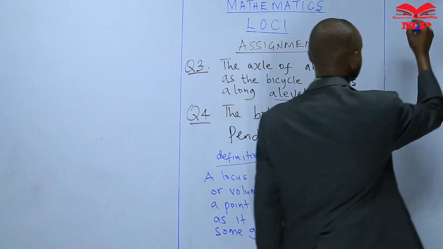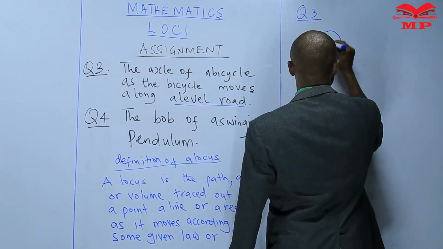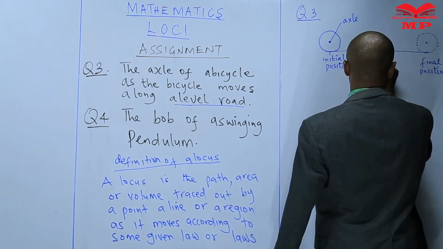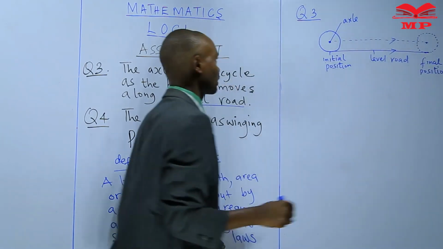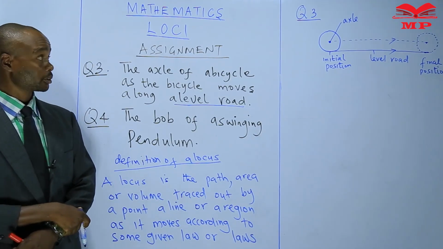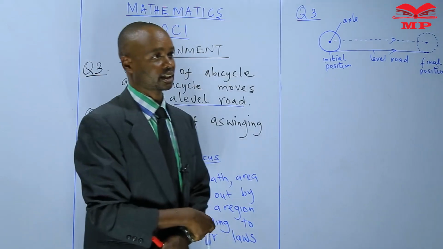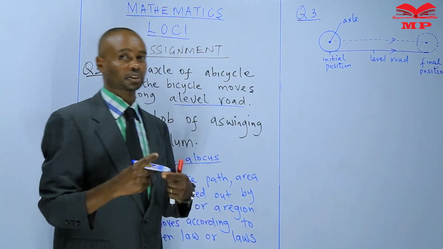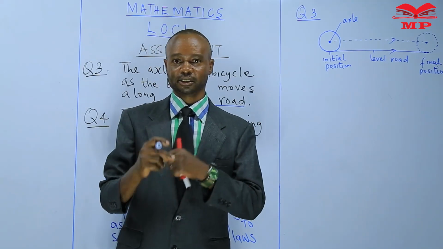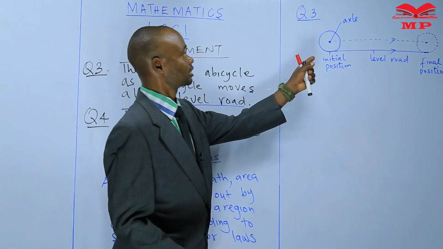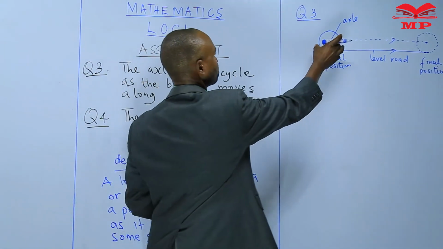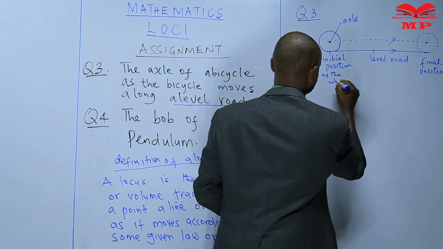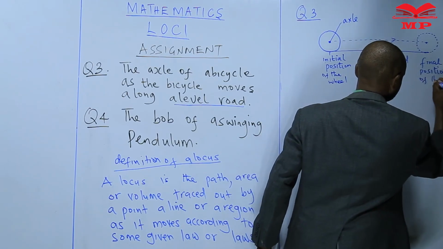So for question 3, we go to the sketch. That is the diagram for question number 3. First, we should understand what an axle is. An axle holds the wheel and it is at the center. It is where the wheel goes round. In the bicycle, it is always fixed. It doesn't rotate as the wheel rotates. In the sketch, you can see the initial position of the wheel, and this is the final position of the wheel of the bicycle.